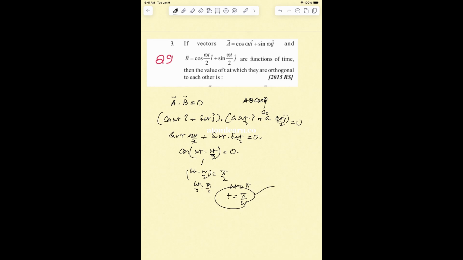Understood? Understand how we did it? Therefore, that is the answer. They will become orthogonal at a time t given by pi by omega. Okay, good. This is how you must do it.